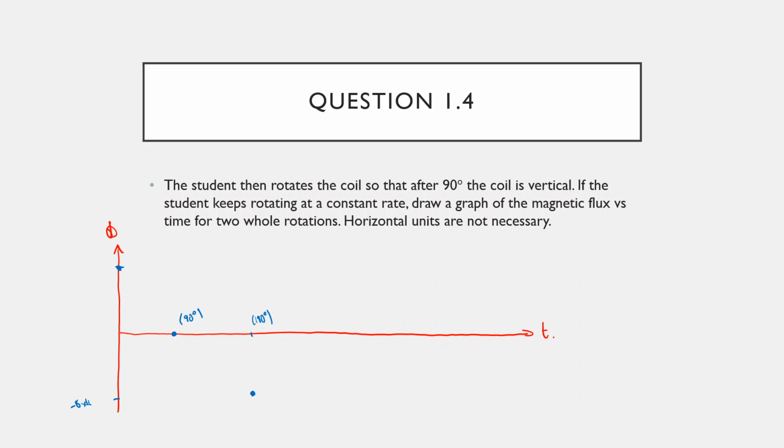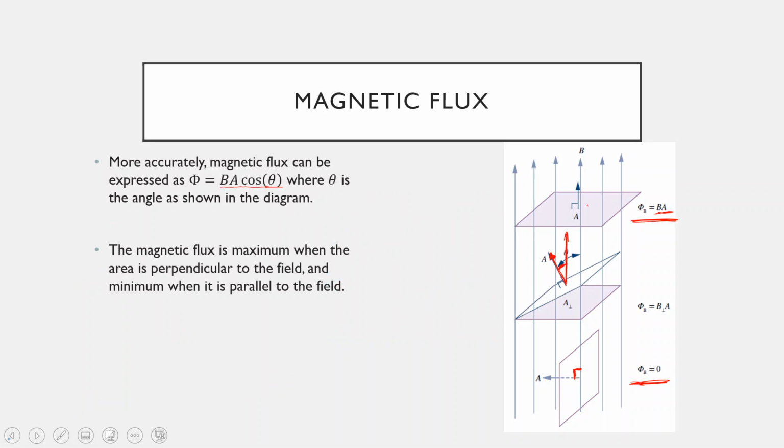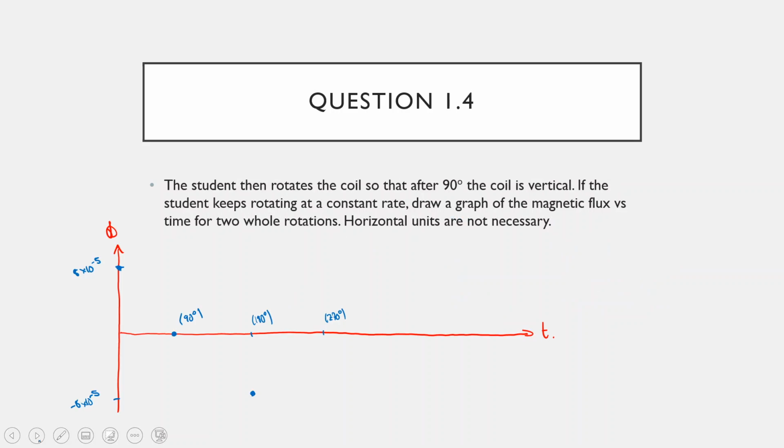Negative 8 times 10 to the negative 5, and this one would be 8 times 10 to the negative 5. All right, cool. After another 90-degree rotation, so now we've rotated 270 degrees, our coil is just going to be in this position here again, this third position where they're parallel to the field. So you'd have no flux again. So it's similar to what happened at the 90-degree position. So now our point is here.